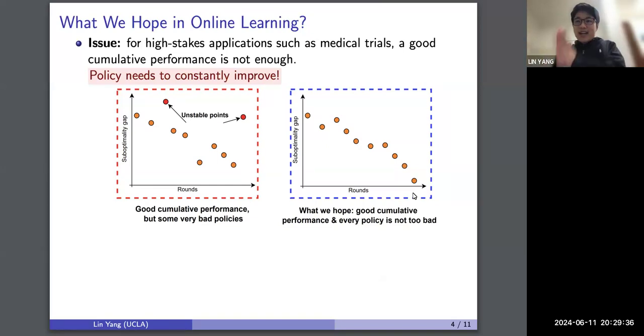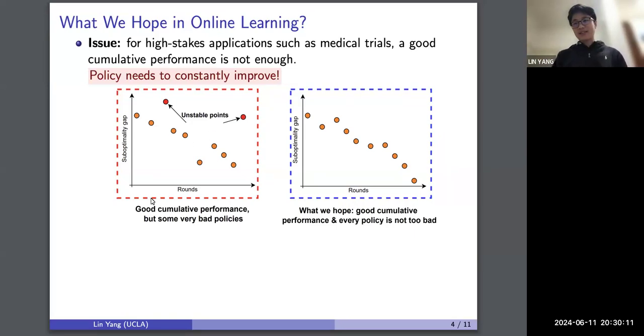So good cumulative performance is not enough. We really want, at any time, to use all the history so that our performance cannot be worse than some function. We really want our performance to constantly decrease, like in the picture on the right-hand side, where the number of rounds is the axis. So we want our suboptimality to decrease according to time. It cannot become arbitrarily bad at a future time. But if you use the previous bounds, I can cheat and make it very bad.